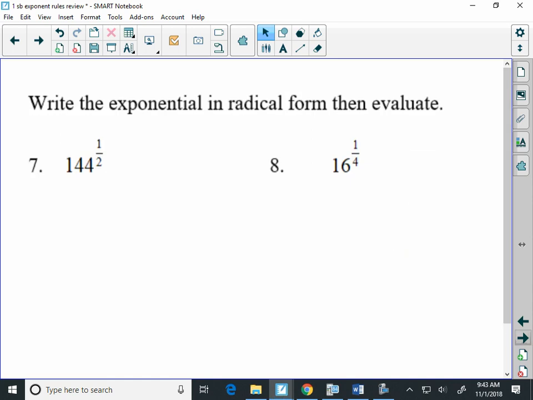As we get close to finishing, write the exponential in radical form, and then evaluate. So I know some of you, your inclination is to go directly to the calculator and just type this in. But the idea here is to familiarize yourself with what it means to work with a fraction exponent.